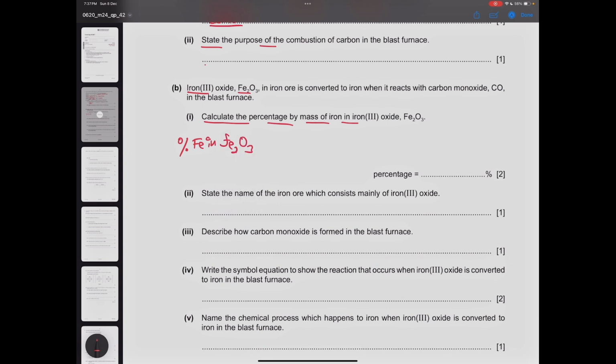For this, what all of you need to do is just figure out how much mass iron is occupying in this compound. As we can see, there are two atoms of iron, so we will say 2 times iron's atomic mass is 56. Let me check it again if it is 56. Yes, you have to take it as 56 divided by the total mass of the compound, which will be 2 times 56 plus 3 times 16, and you take the percentage times 100, your answer will come out to be 70%. This is what you need to put here.